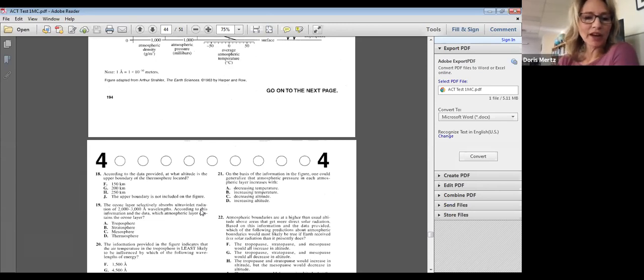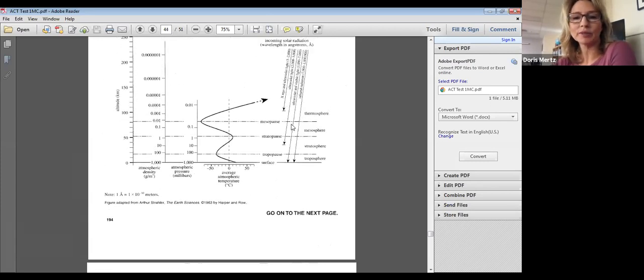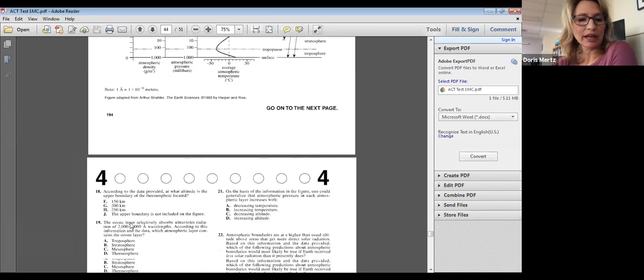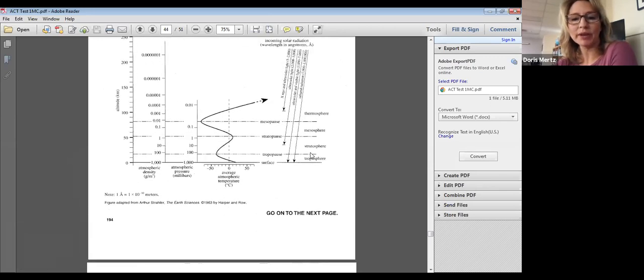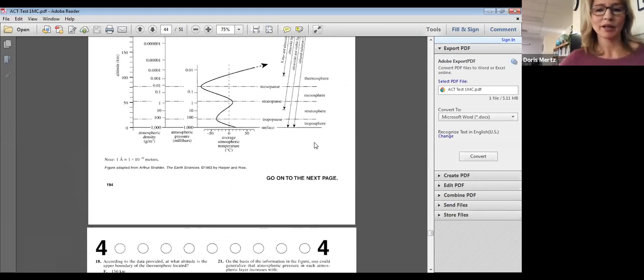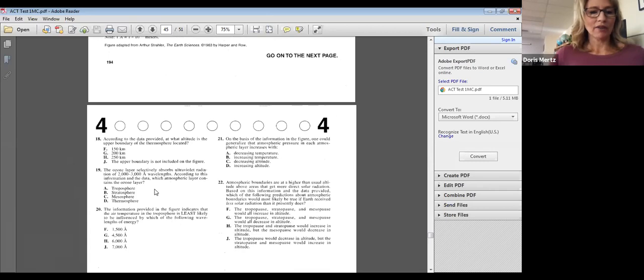According to the data provided, at what altitude is the upper boundary of the thermosphere located? So we find thermosphere at J. The upper boundary is not included on the figure. So any of the other boundaries we would have had, other years we would have had a boundary, but that one's not shown. All right.